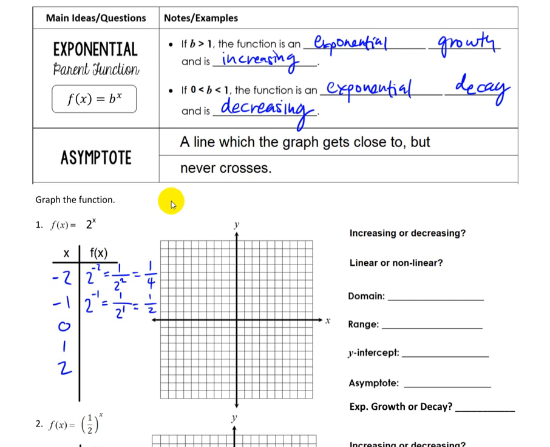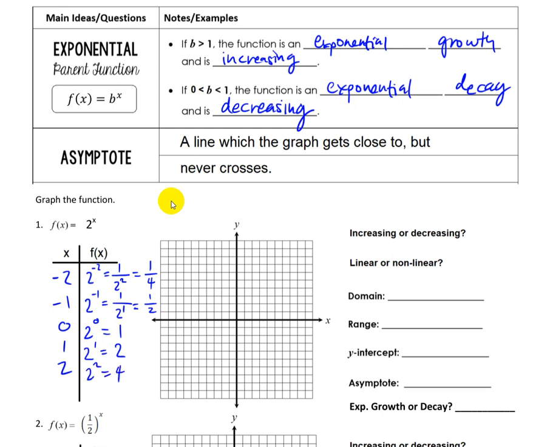Okay, we plug in 0. Okay, 2 raised to the 0 power. Remember, anything raised to the 0 power is going to be 1. Okay, if we go ahead and plug in 1, 2 raised to the first power, that's 2. 2 raised to the second power is 4.